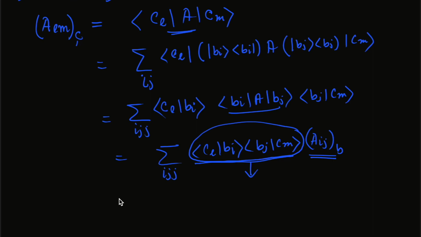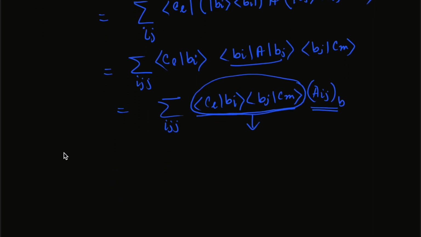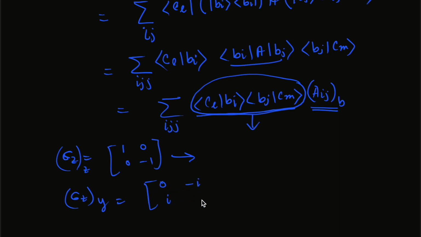Now for example, sigma z in the z basis will be 1 0, 0 minus 1. Here all the elements are real, but sigma z in the y basis, as we have checked in the previous problem number 24, is 0 minus i, i 0, whose elements are imaginary. So we have solved question number 25.